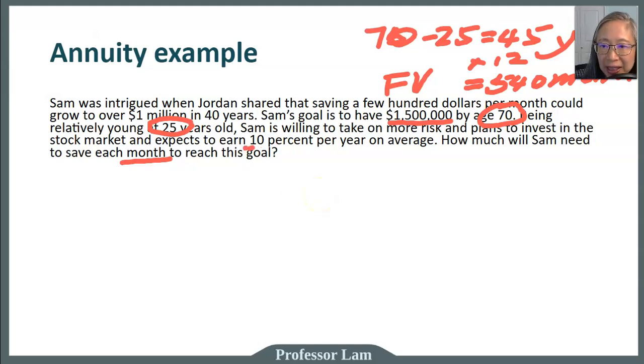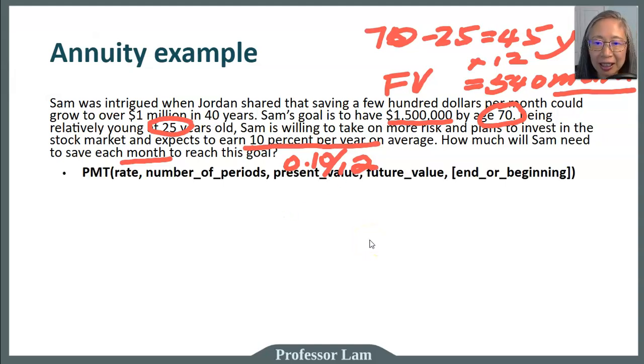Their interest rate is 10% per year, but he's saving every month. So we need to convert that to a per month basis. So 10% per year divided by 12 will give you the interest rate per month. The function that Sam will be using is the PMT function. So PMT is the annuity payment.